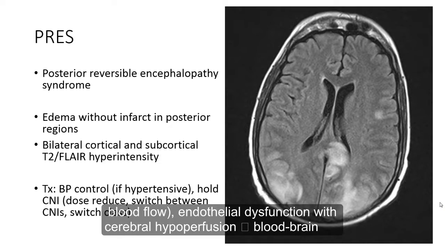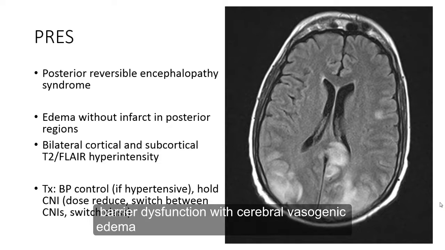The pathophysiology is not completely clear on how PRESS develops, but the thought is there's impaired cerebral autoregulation in response to hypertension, in those who are actually hypertensive, with increased cerebral blood flow, endothelial dysfunction, and cerebral hypoperfusion that then leads to edema. But it's not really clearly understood. If the patient's hypertensive, obviously control their blood pressure, and that should help. In the case that they're not, you hold your calcineurin inhibitor and then potentially reduce the dose down the line once they resolve, or even switch between the calcineurin inhibitors or consider switching class. Those are the recommendations.